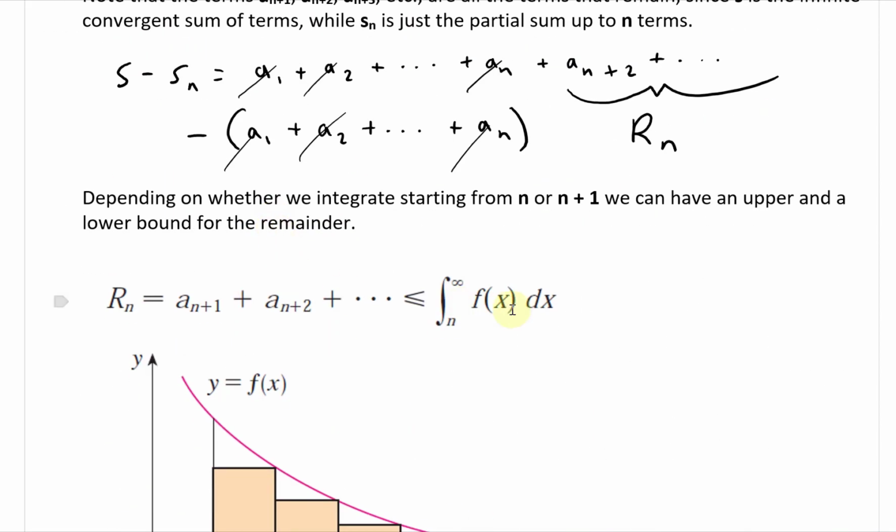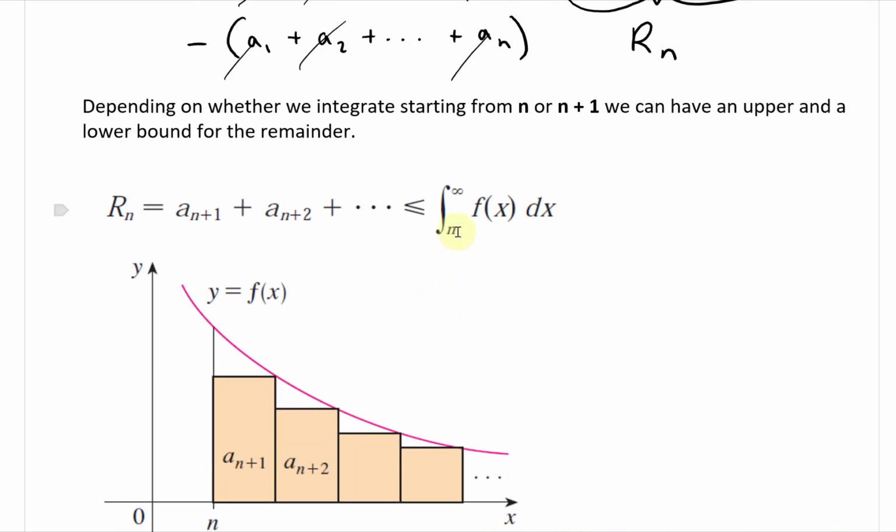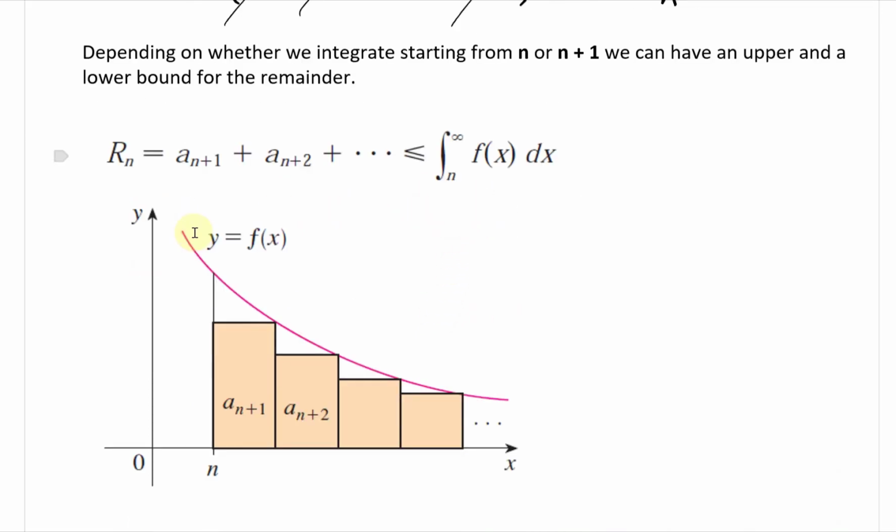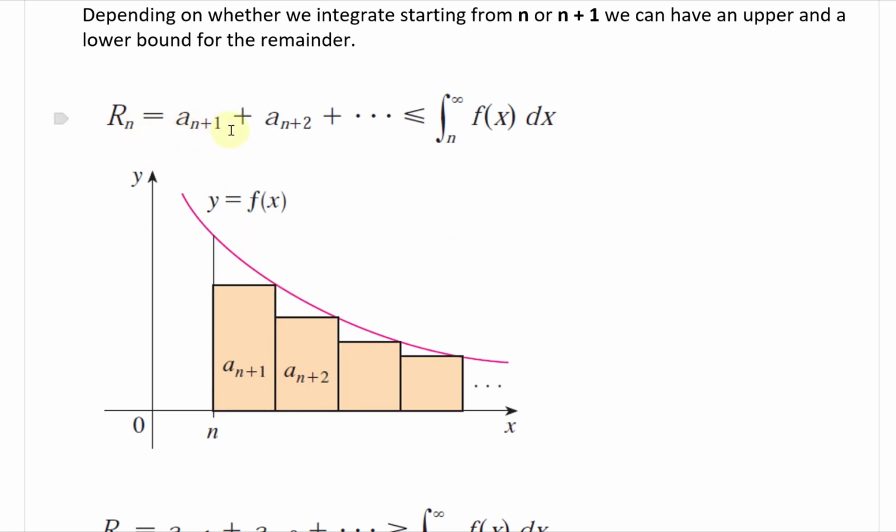So if we integrate starting from n, the integral is going to be bigger than the remainder, and you can see this visually. So R_n equals a_(n+1) plus a_(n+2) plus so on, and this is less than or equal to the integral from n to infinity of f(x) dx.